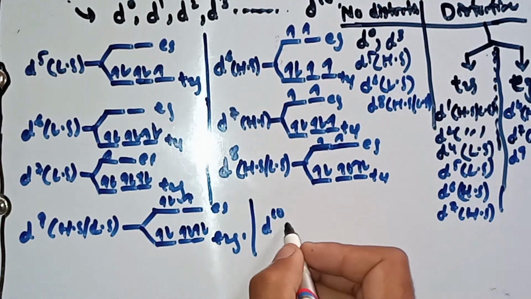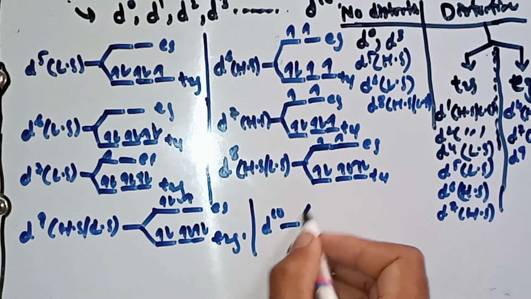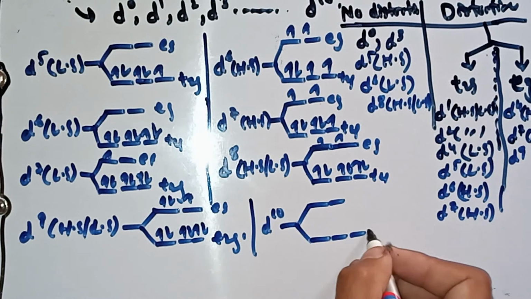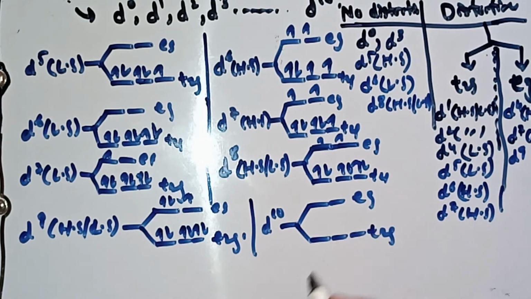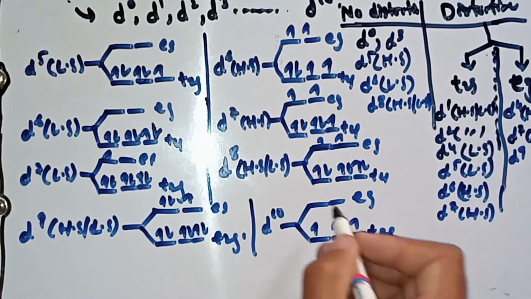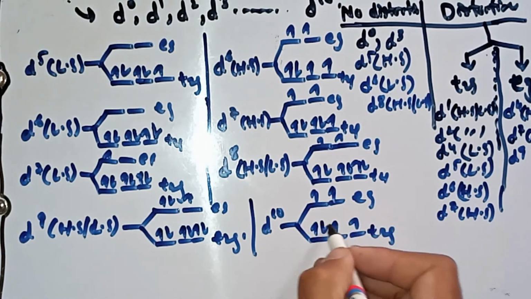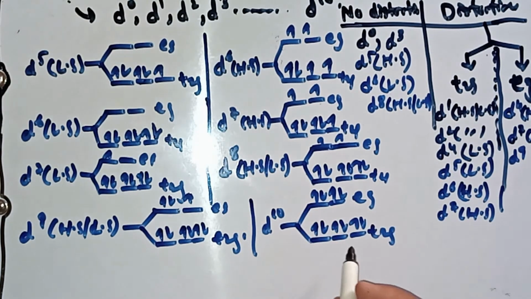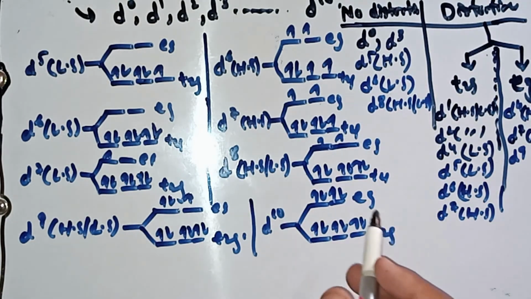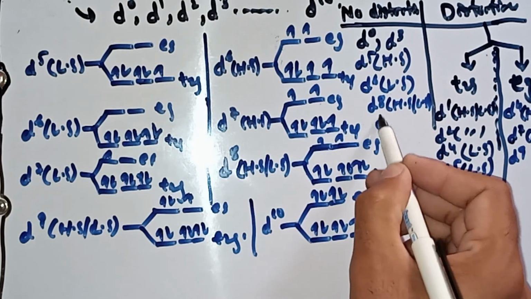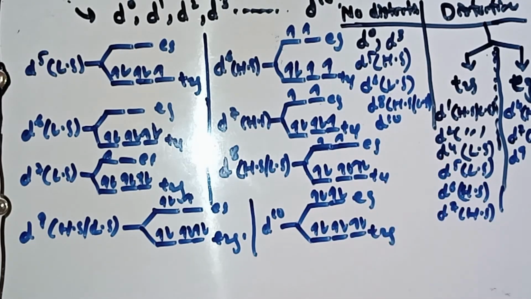But in case of a d10 system, which may be high spin or low spin, in both cases they will be equal. That is T2G, that is EG. So what will happen here? According to Hund's rule, all electrons will go into all the orbitals, so all the orbitals are symmetrically paired. Both the T2G set and the EG set are symmetrically paired, so no distortion occurs. So in case of a d10 system, there is no distortion. So these are all the systems.